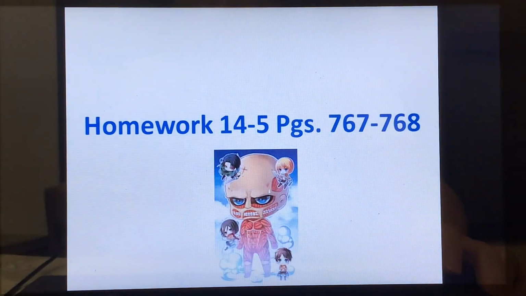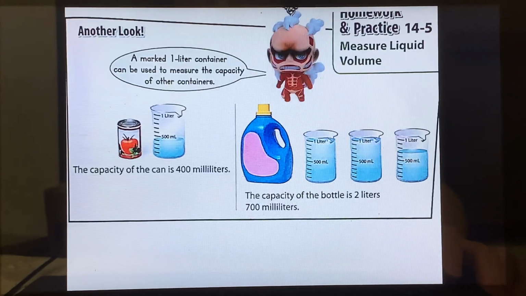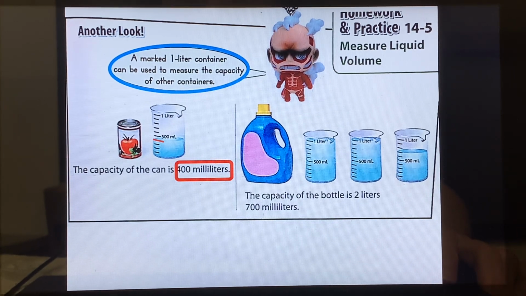Alright, let's move on to the next pages, 767, 768. Another look. A marked 1-liter container can be used to measure the capacity of other containers. Since the mark says 400 milliliters, the capacity of the can is 400 milliliters.